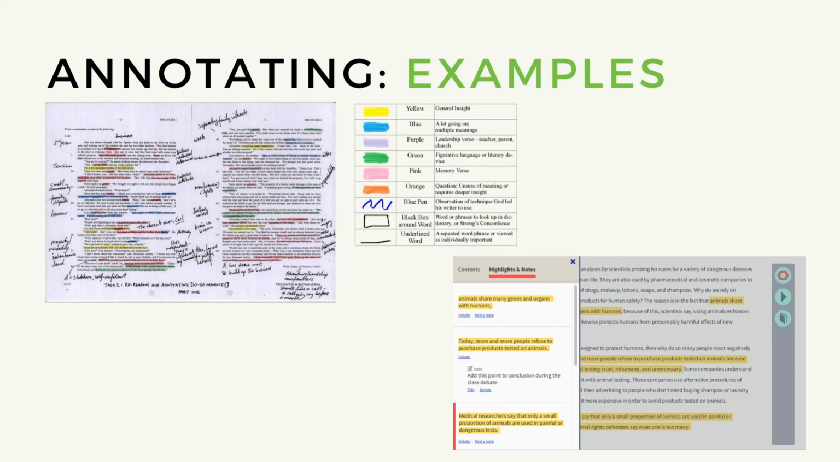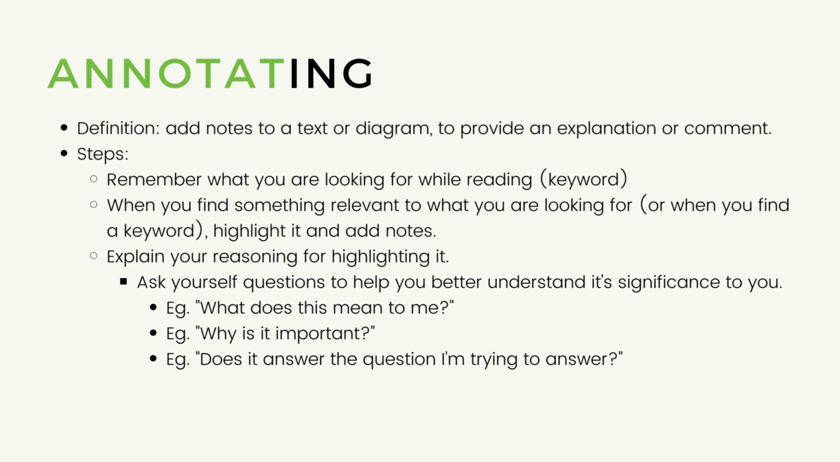So now that we've looked at some examples, let's go back to this slide and talk about the steps of annotating. Now, this process is a bit repetitive, but it's also important. So, the first step in annotating is, again, remember what you are looking for while reading, or remember those keywords or the question or what the assignment is asking you for. And then once you find something relevant to what you are looking for, or you find your keyword, you want to highlight it and add notes. Just like we saw in those examples, you saw highlights, you saw notes written next to it.